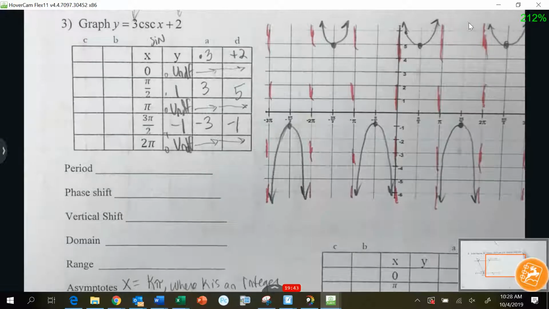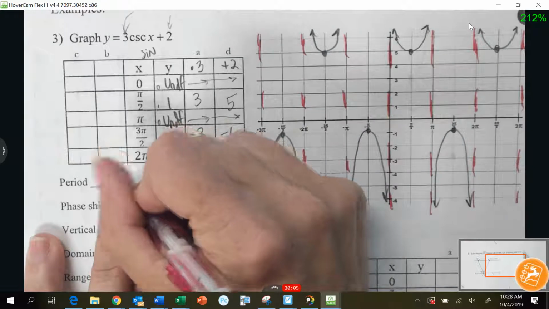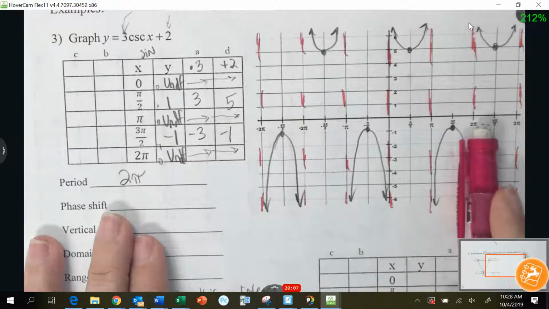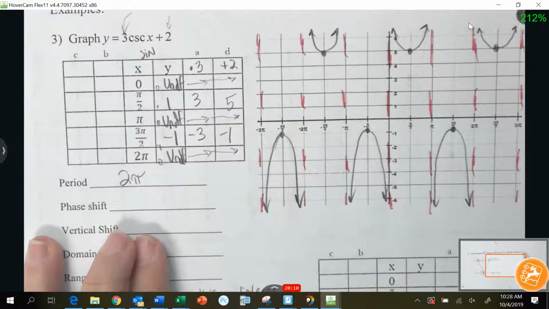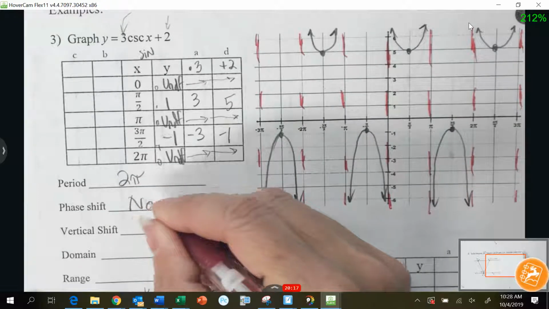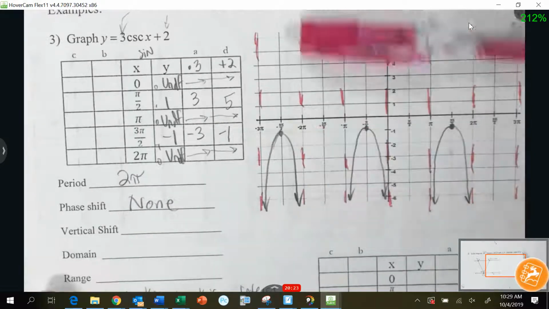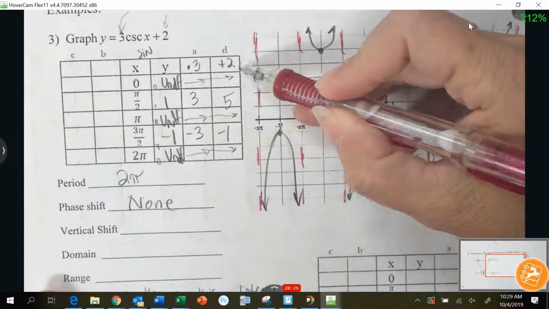Okay, when we talk about the period for sine or cosine is 2 pi. All we did was reciprocate the numbers, so the period is still 2 pi, unless we have some sort of stretch or shrink that's going to change it. So did we have a horizontal stretch or shrink for this one? No, so our period is still 2 pi. From start to finish, one full cycle, one up and one down is 2 pi long. Phase shift, did we translate to the left or right? So we write none. Don't leave it blank. Tell me you know there isn't one. Vertical shift, did we translate it up or down? We did. We went up 2.